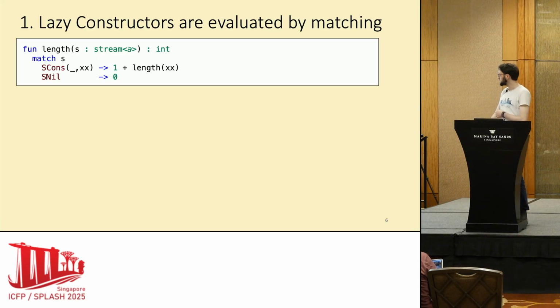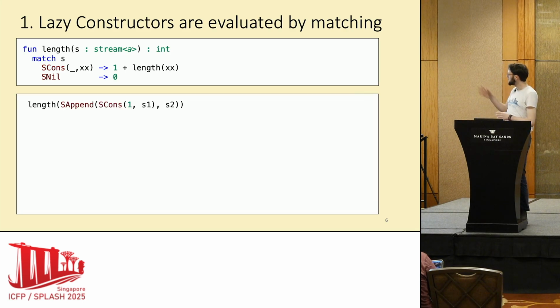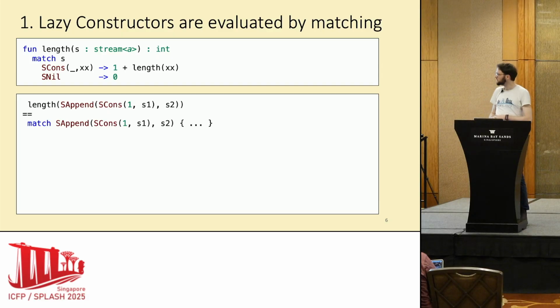To look at an example, we can consider the length function. The length function of a stream is very much like you would imagine the length function for a list to be. Let's evaluate the length of a lazy constructor that consists of appending the stream 1 in front of S1 to S2. The first thing we do is inline the definition of length, and we see that we match on the stream that we've provided. You can see that something doesn't quite work, because we do not actually match on the lazy constructor. We only match on cons and nil.